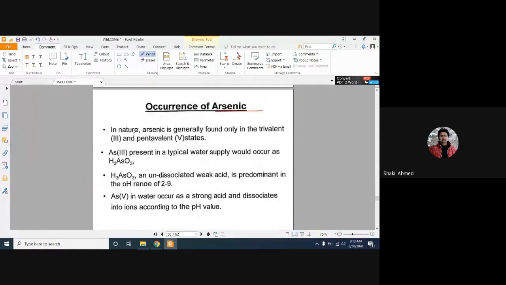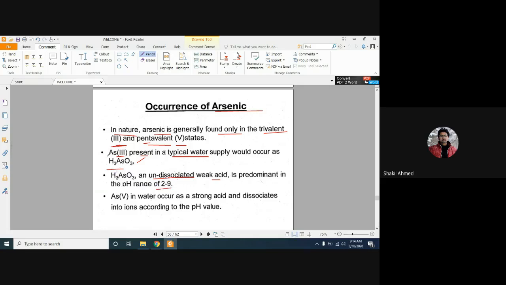In nature, arsenic is generally found only in the trivalent and pentavalent form. You know that arsenic has several forms. Among them, usually in nature, we find trivalent arsenic 3 and pentavalent arsenic 5 states. Arsenic 3 present in a typical water supply would occur in this form. This is an undissociated weak acid, predominant in the pH range of 2 to 9.